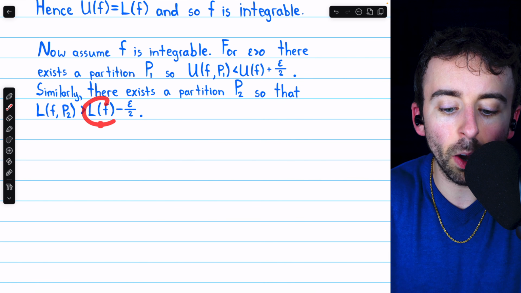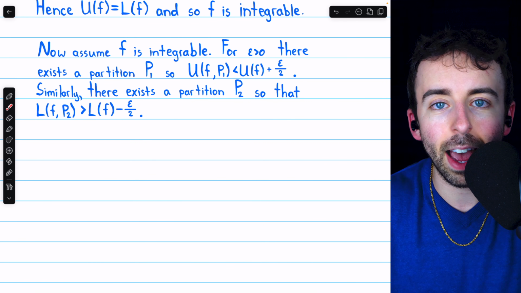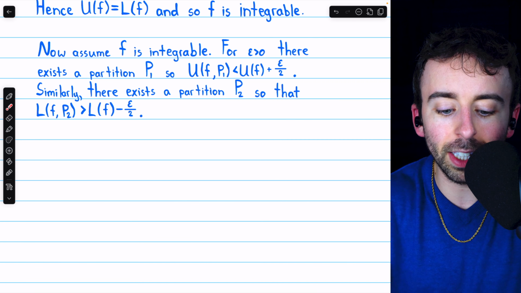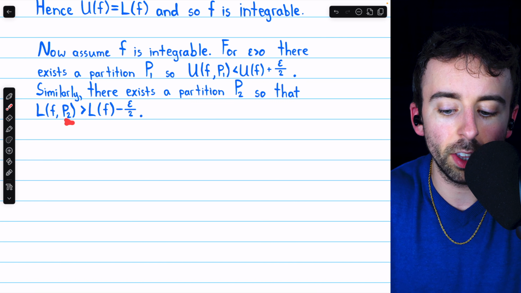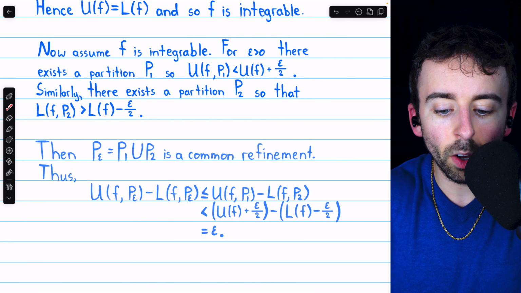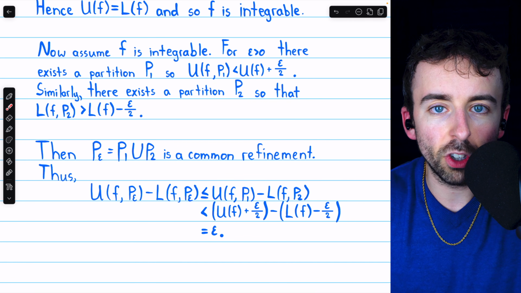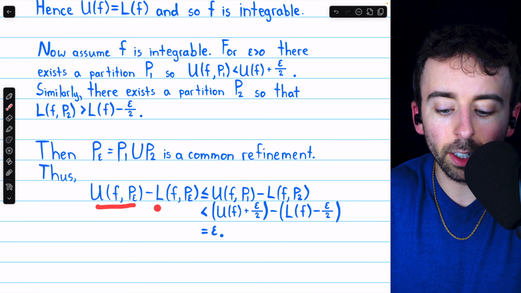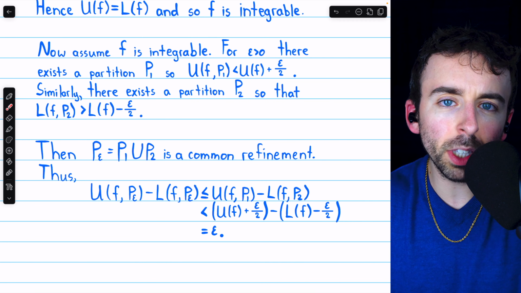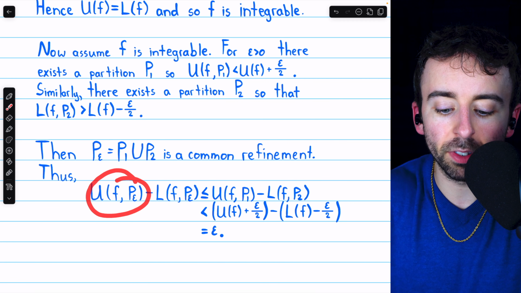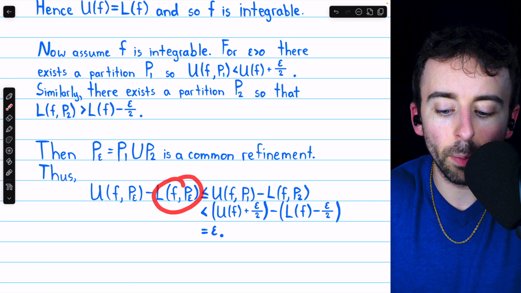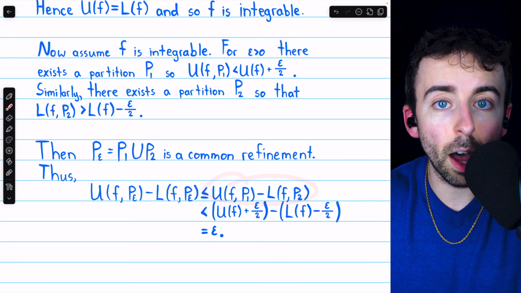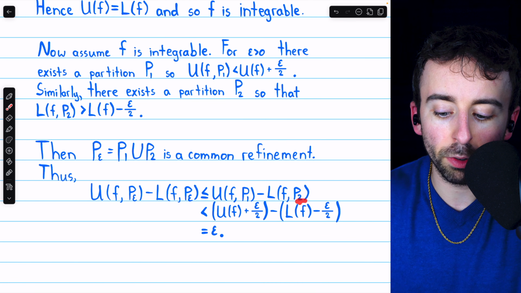And similarly, since the lower integral is the least upper bound of the set of lower sums, if we reduce it at all, subtracting epsilon over 2, well, there certainly must be some lower sum with respect to some partition that we're going to call P2 that is greater. Then we'll union these two partitions P1 and P2 together to create our desired partition P epsilon. Subjecting the upper and lower sums to a common refinement can only make them closer together. So certainly the upper sum with respect to P epsilon and the lower sum with respect to P epsilon have a distance that's less than or equal to the distance between the upper sum with respect to P1 and the lower sum with respect to P2.